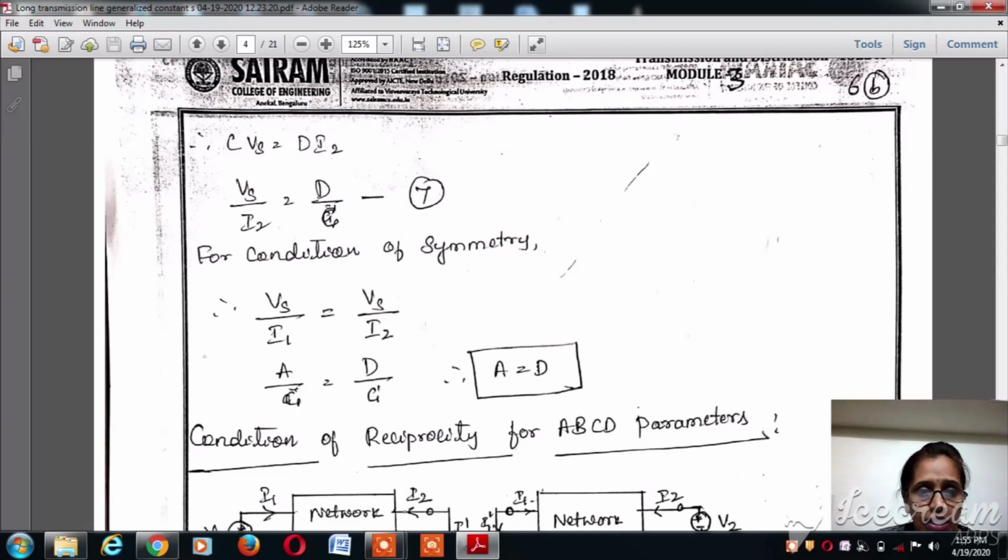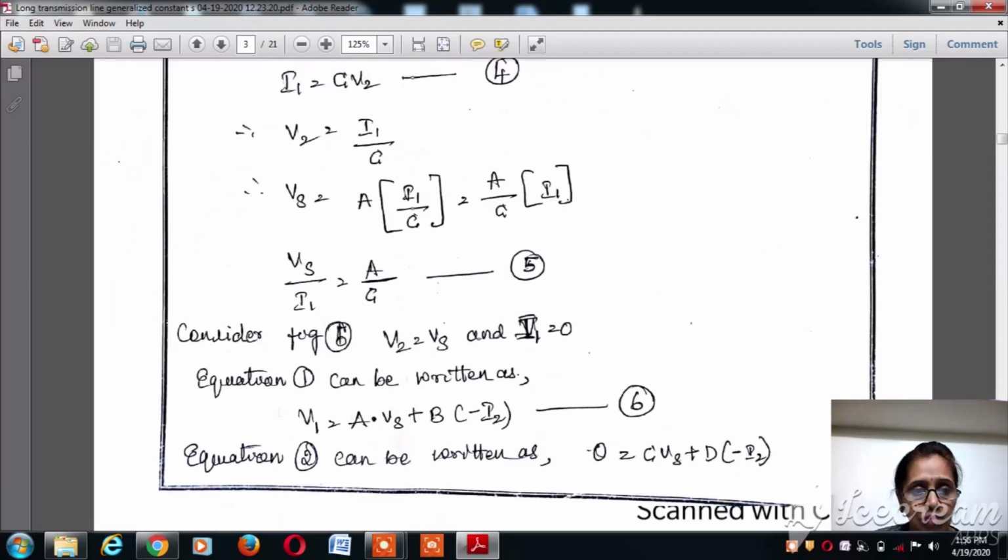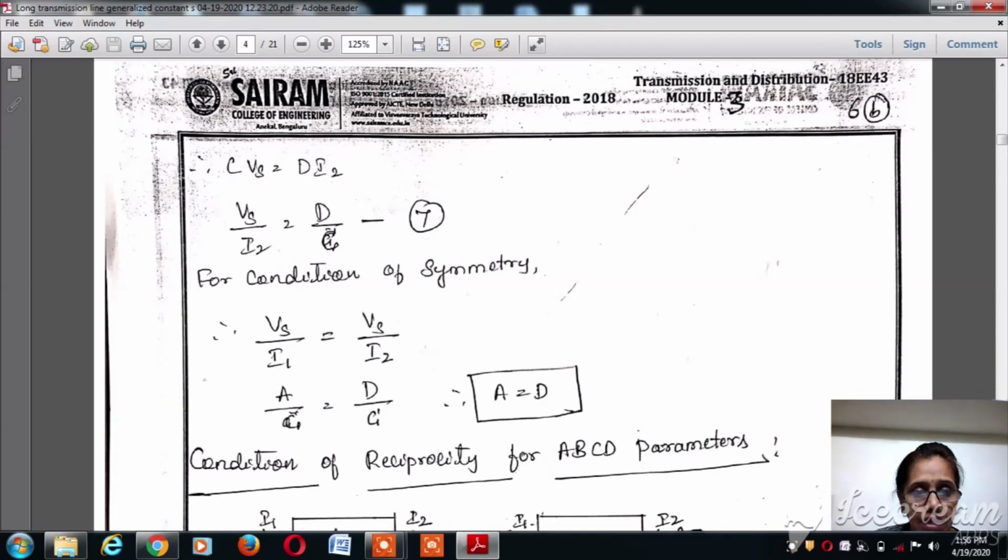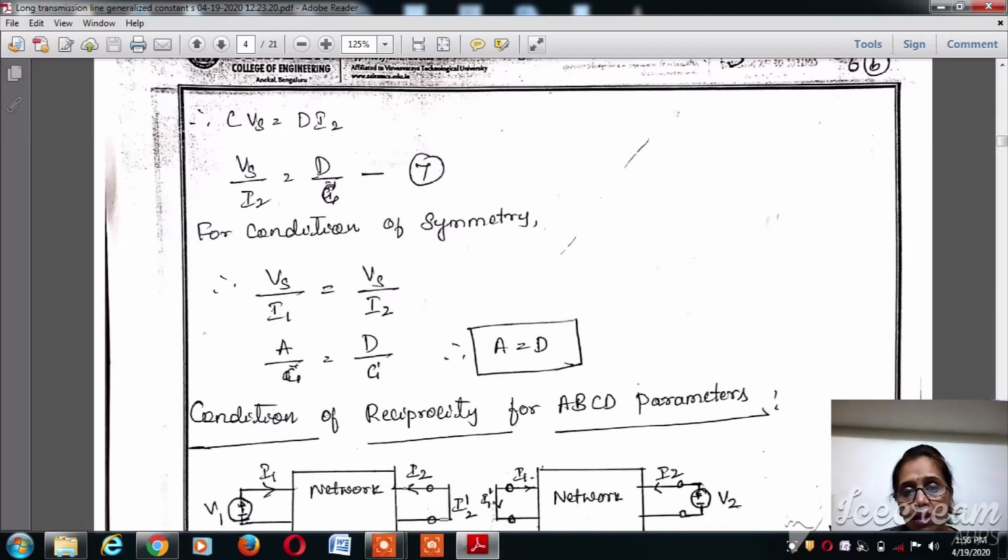For the condition of symmetry, A should be equal to D. So what is A? A is the ratio of the voltages. D is the ratio of the currents. So Vs divided by I1 is equal to Vs divided by I2. From the earlier equation we found that Vs divided by I1 is equal to A divided by C, whereas Vs divided by I2 is found to be D divided by C. So A is equal to D. So the condition for the symmetry of the 4 terminal network is proved.